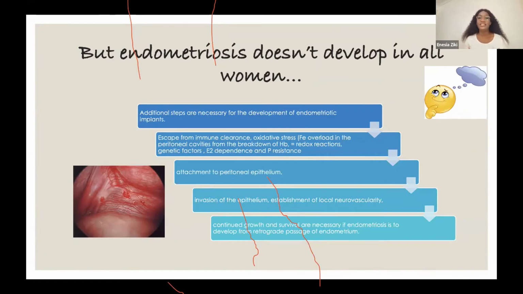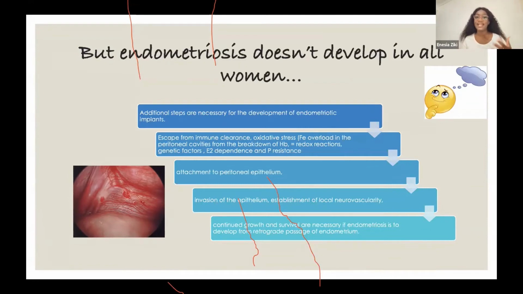We know that it's an estrogen-dependent condition. We know that it's more common in women after puberty. And we know that there's a degree of progesterone resistance. This is a whole interesting topic, which I couldn't fit in these 20 minutes. But we know that these are some of the factors that have to be present for these women who have retrograde menstruation to actually then develop full-blown endometriosis.